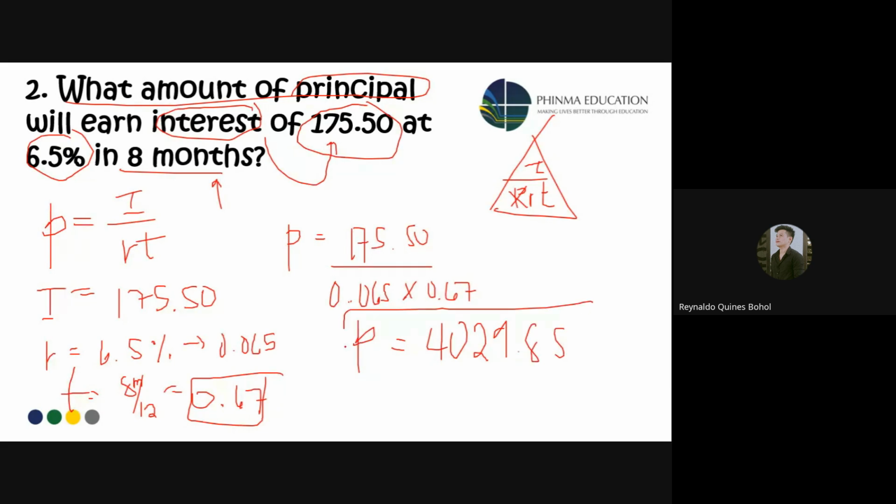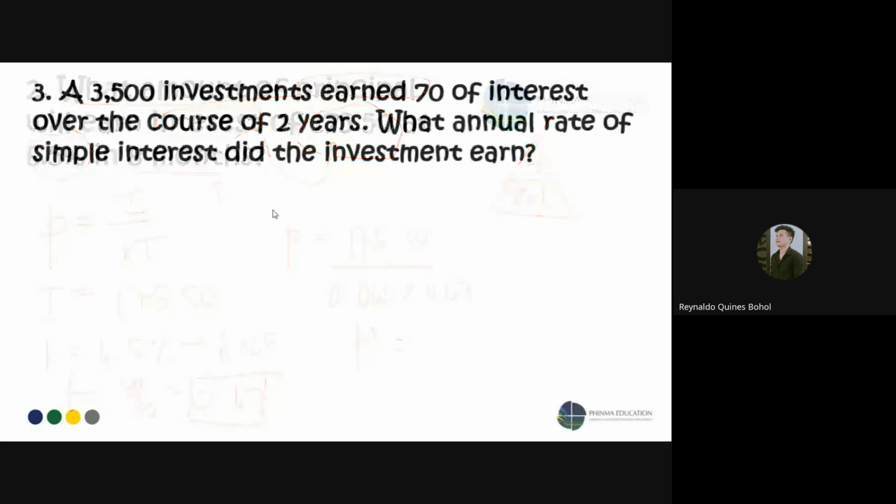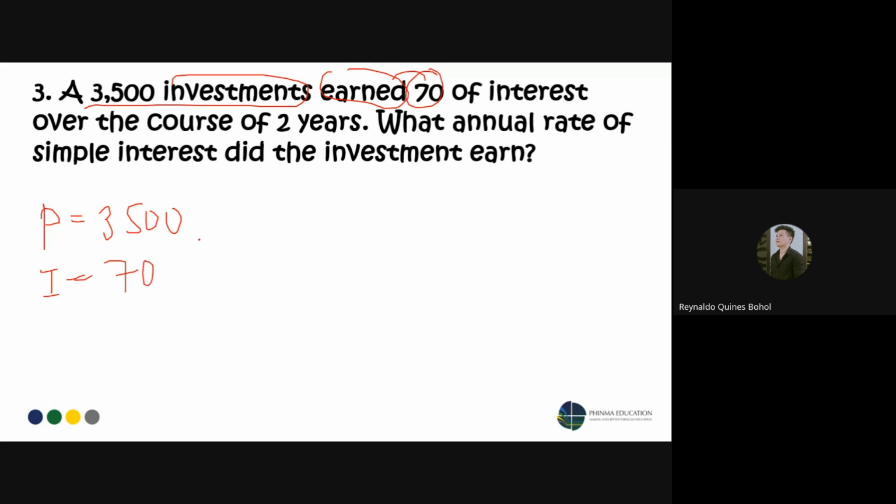4029.85 is the final answer here. The next, number 3, there is a word investment, that's why 3,500 is our principal. And the interest earned is 70. So our I here is 70 for 2 years. The time here is 2 years.